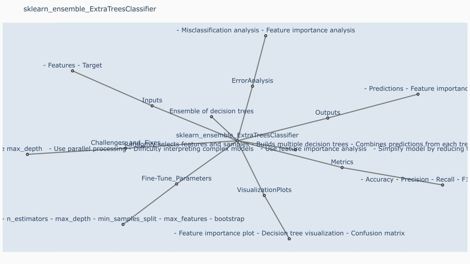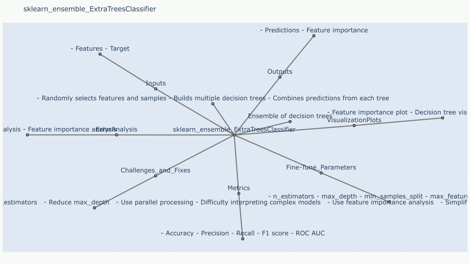sklearn Ensemble Extra Trees Classifier. Description: Extra Trees Classifier is a powerful ensemble learning method that leverages multiple decision trees to make predictions. It builds upon the random forest algorithm, introducing additional randomness in the feature selection process during the tree construction. This randomness allows Extra Trees Classifier to be more robust to overfitting and less susceptible to noise in the data.